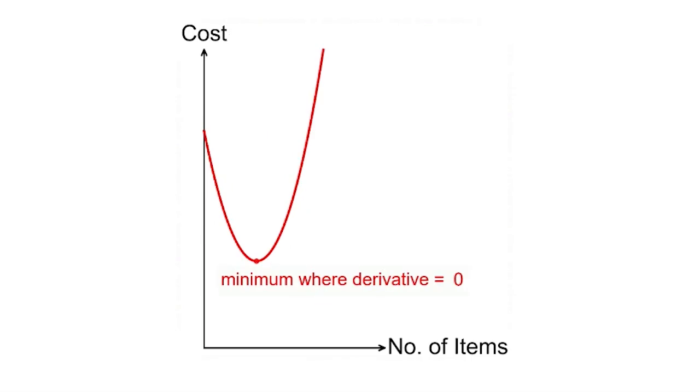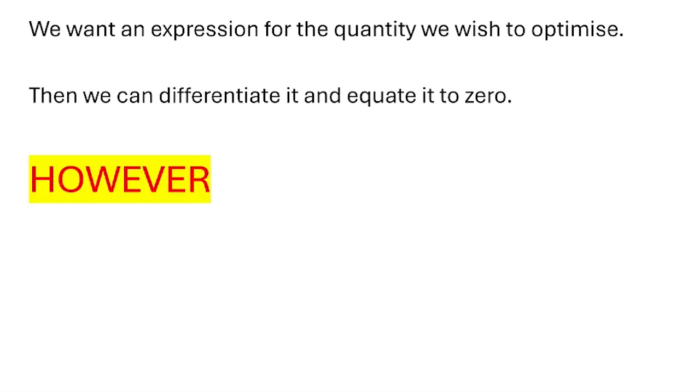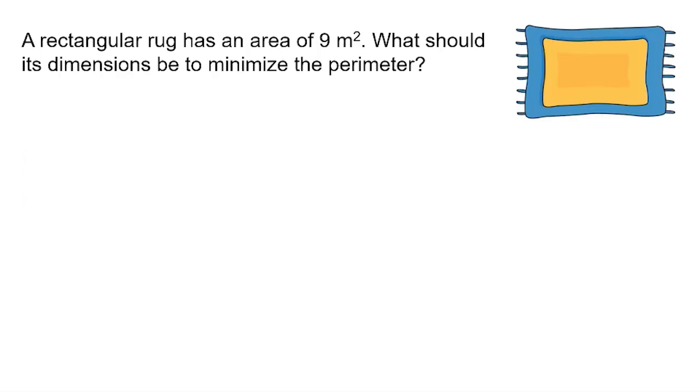So optimum is the generalized term for the best value. Okay, notice that at the minimum, the derivative is also 0. So what we want to do first is create an expression for the quantity we wish to optimize. Then we can differentiate it and equate it to 0. However, our expression must only have one variable. We're going to look at 4 examples.